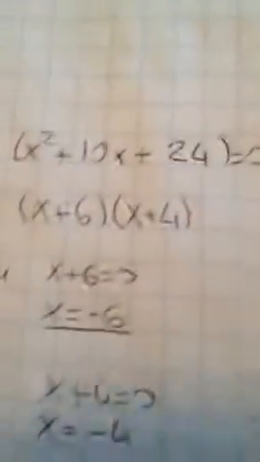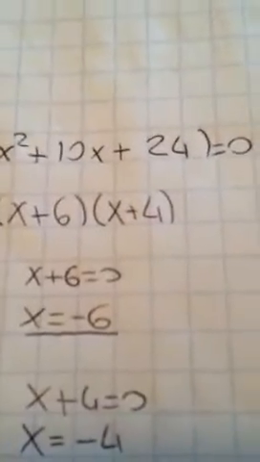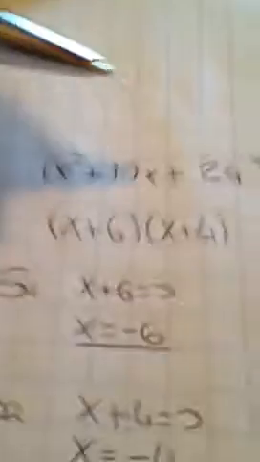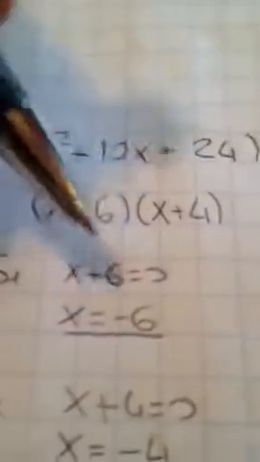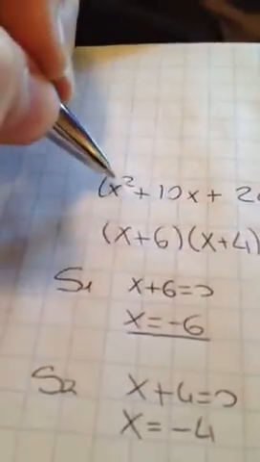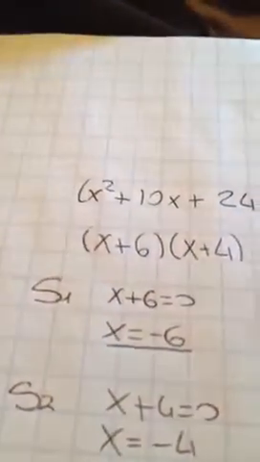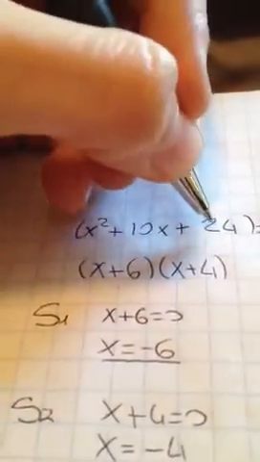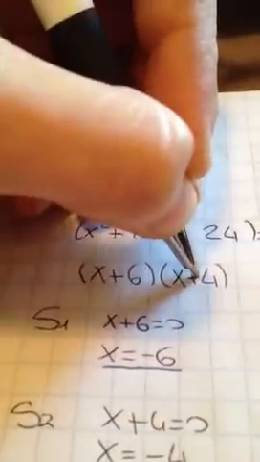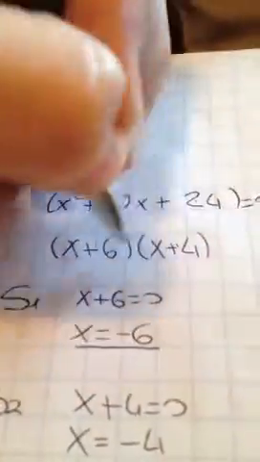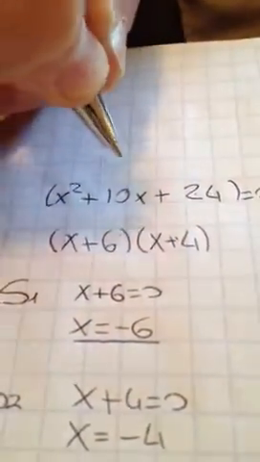The next problem is x squared plus 10x plus 24, and you're doing the same thing, except these aren't going to cancel out. So you have to find first, you're going to have two x's, and then you have to find two numbers that multiply together to get 24, but also add together to get 10x.